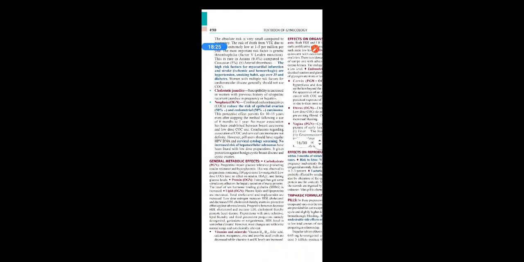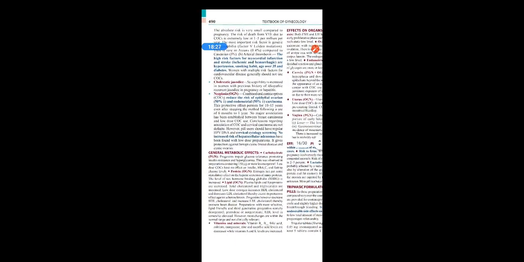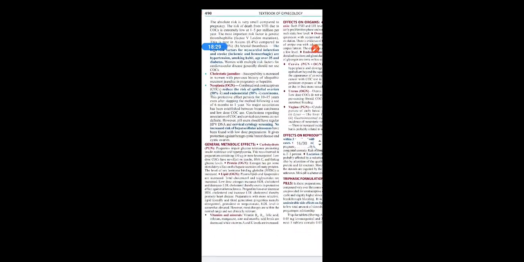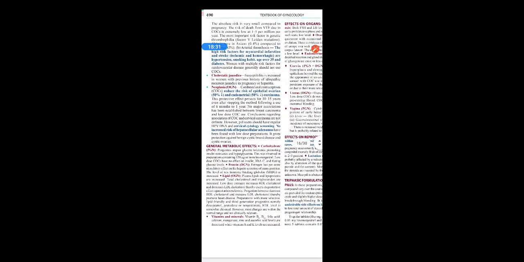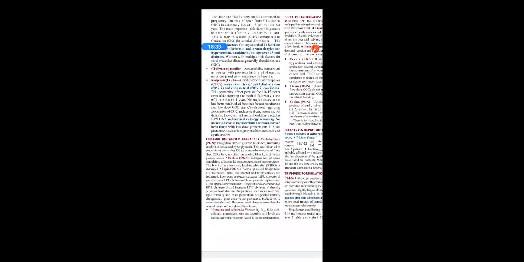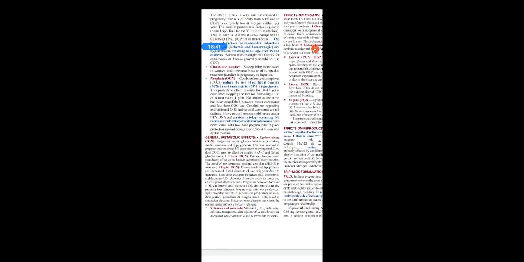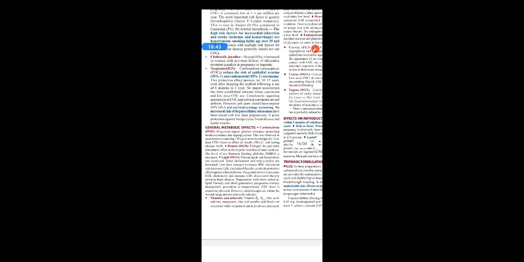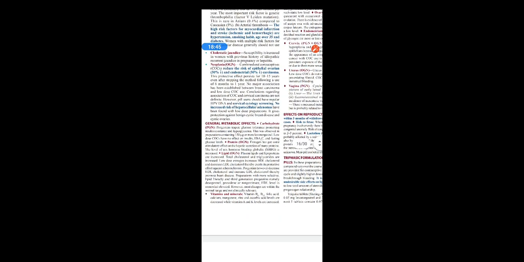Then the high risk factors for myocardial infarction and strokes are hypertension, smoking habit, age over 35, and diabetes. So women with multiple risk factors for cardiovascular disease generally should not be given OC pills. Then cholestatic jaundice, there are chances of cholestatic jaundice.